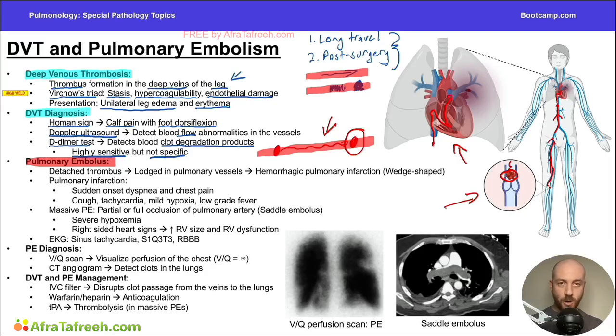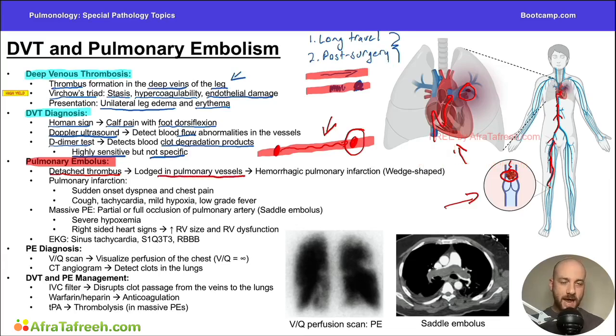But as the pulmonary artery starts to branch, the vessels become progressively more and more narrow, and eventually those vessel diameters are going to be more narrow than the clot diameter, and then the clot is going to become stuck in the pulmonary circulation. And so it's very classic that in a DVT, we can get the detachment of the thrombus, and the next most likely area that the thrombus is going to become stuck or lodged in is going to be the pulmonary circulation.